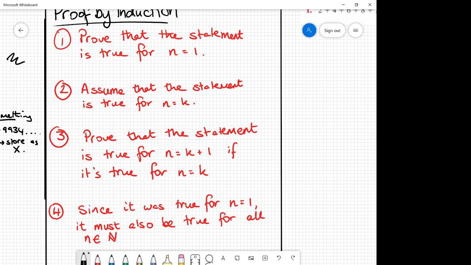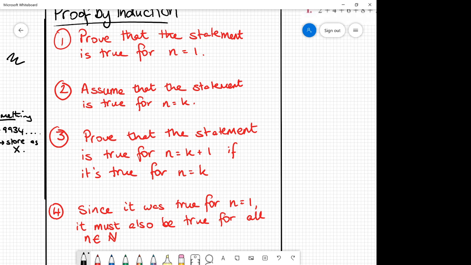So the 4 stages are, first of all, we have to prove that the statement is true for n equals 1. In other words, there's going to be some sort of n or x in our equation. Generally it is n. And we need to prove that if we fill in n into the formula that we're given, the 2 sides of our equals balance out. That it is a solution.